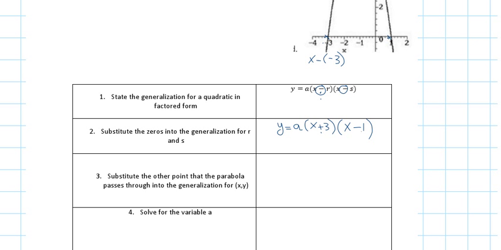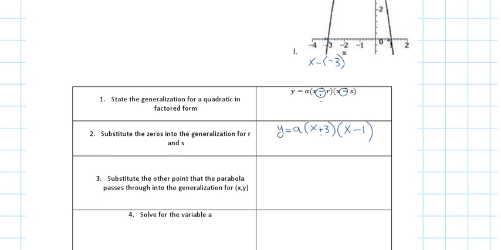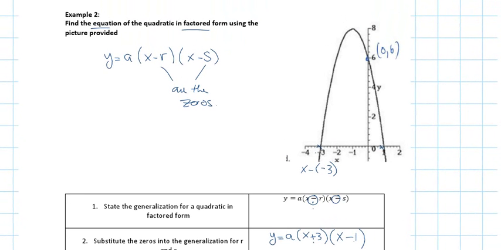Now I have the full equation. What else do I need to look for? Can I leave it as y equals a(x plus 3)(x minus 1)? I can't. I have to solve for a. I need to know what that a value is. To solve for a, I'm going to pick any point on the graph, other than the zeros, plug it in for x and y, and solve for a, like we did in the vertex form. A point on the graph that's already given to me is (0, 6).